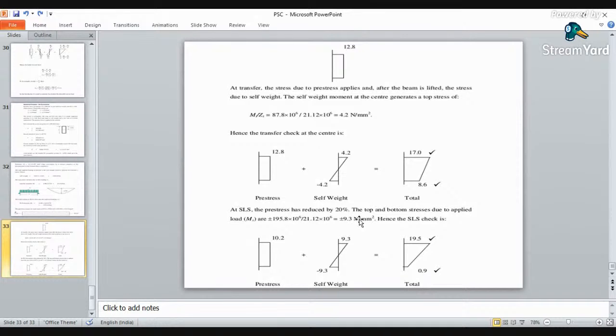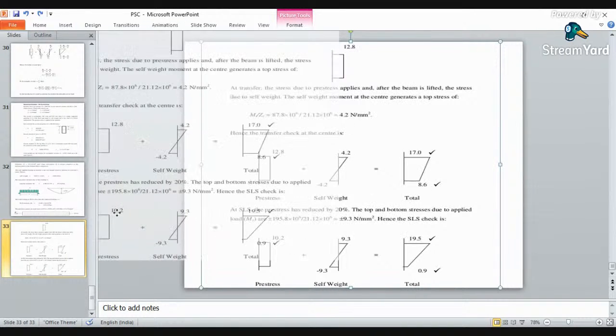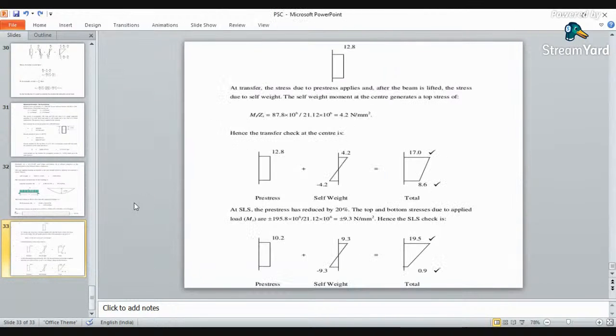Okay, there will be reduction into the pre-stress only. Okay, so we have reduced the pre-stressing or direct pre-stressing. That is, it is 12.8. So after reducing 20%, we are getting 10.2. Okay, so this will be your total amount of stress after the section kept into the service, or it is at the SLS stage, and these are your stresses at the transfer stage or at the time of transfer.